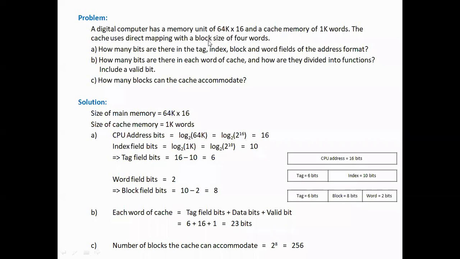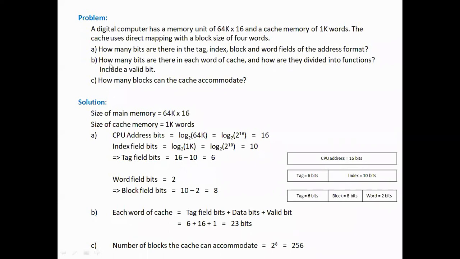Since one block is of size 4 words, to address 4 things, we require 2 bits. So to address the words in a block, we require 2 bits. So we write here, this will be 2 bits. Why? Because each block is of 4 words, and 4 words addressing requires 2 bits. And the block will become 8 because 10 minus 2 is equivalent to 8. So we have found the tag is 6 bits, index is 10, out of which block is 8 and word is 2.